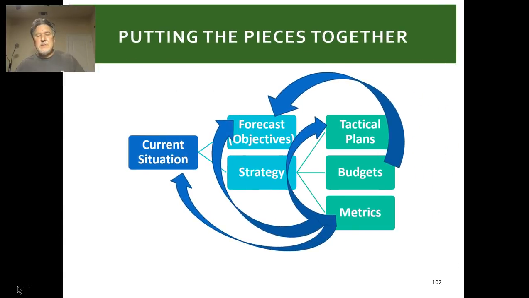So as you put these pieces together, as we've talked about the 4 pieces, we start with that current situation. And that current situation allows us to forecast objectives, okay? But it also helps us define our strategy. And from our strategy come these tactical plans, budgets, and metrics. And our budget's tied back to our objectives and how we're performing or not performing.